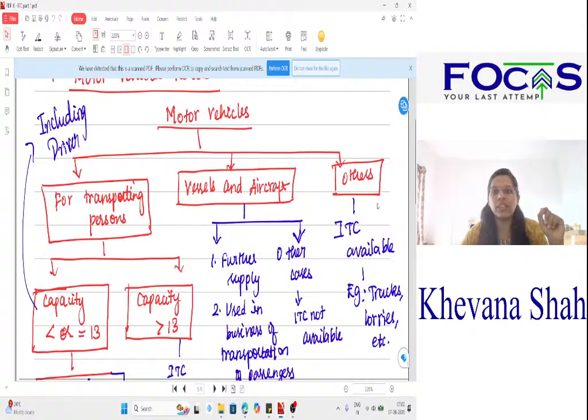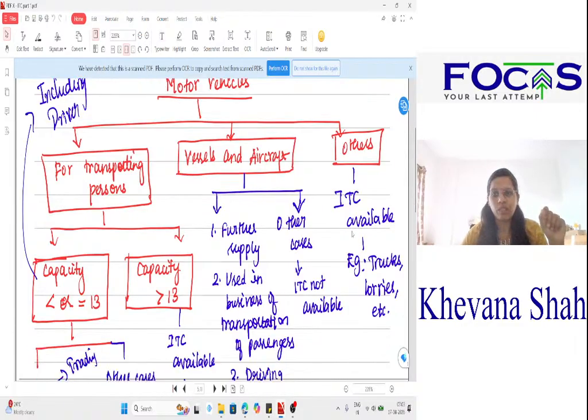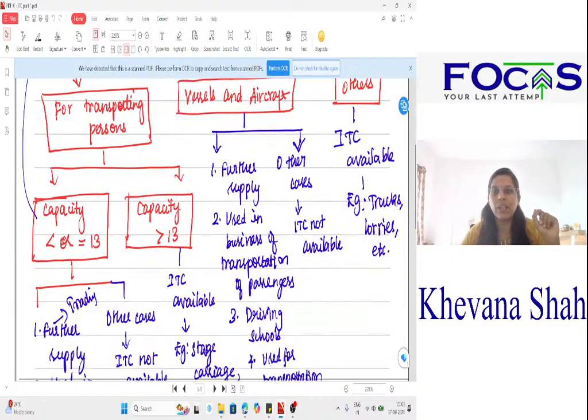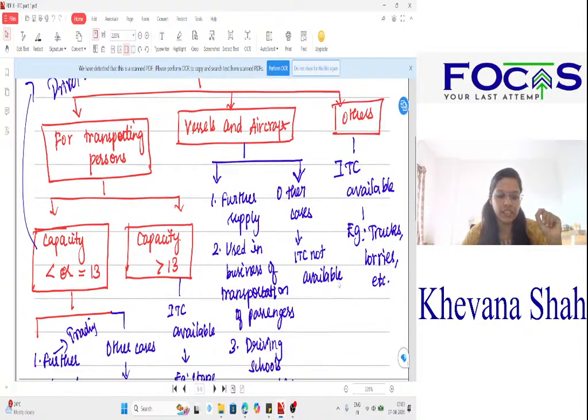And then we have the others category in motor vehicles. So motor vehicles we have divided into three parts. First one is for transporting persons, then second is vessels and aircraft, and in the third case we take all the remaining things. So here for others, remember that the ITC is available. For example, you have trucks, lorries, etc. In that case ITC is available.